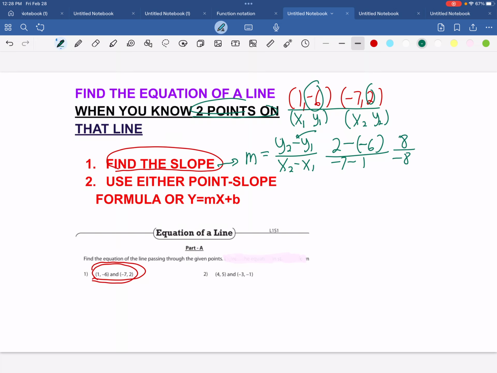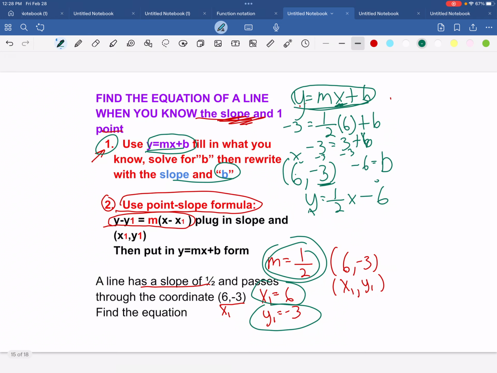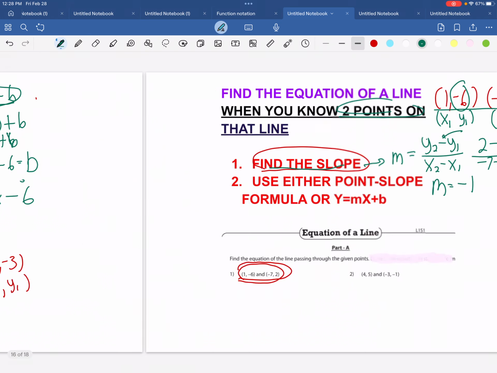Of course, you want to simplify slopes. This goes to negative 1, because these both cancel. You can also write that as negative 1 over 1. All right, so now we have the slope. Now we have the slope is negative 1. What did we do here when we had the slope? Let's go ahead and use the point slope formula.